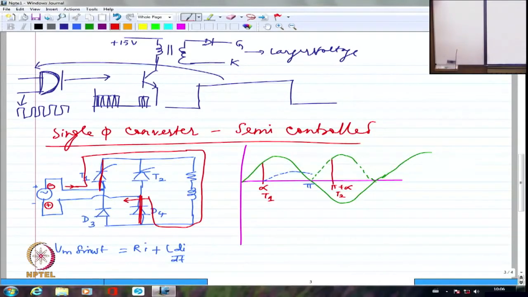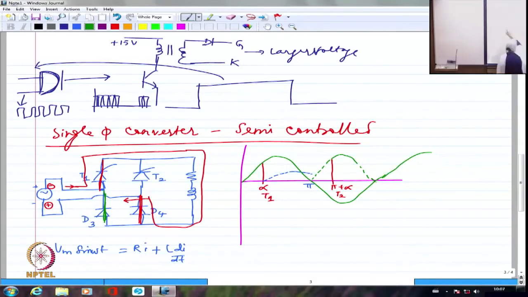So D3 will start conducting. The moment D3 starts conducting, now look at this. If D3 is conducting, it becomes a short circuit. D3 jumped into conduction because of D4, because D4 was the one which was instrumental in making D3 forward biased. But the moment D3 gets into conduction, now this is a short circuit.